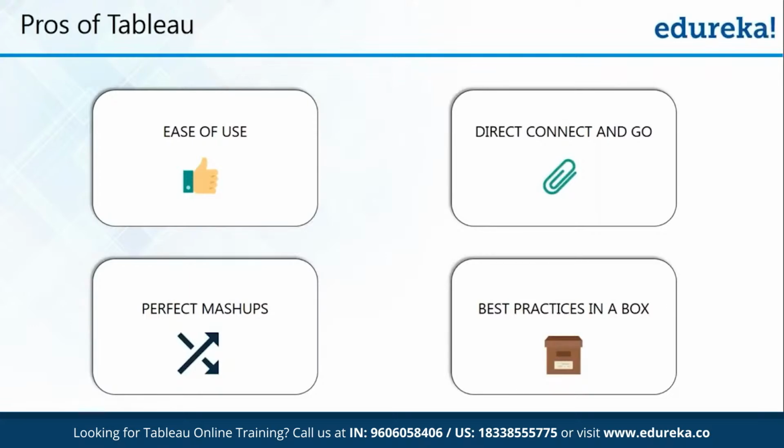And the best practices in a box. So Tableau comes packaged with everything you need. It has got different filters. If you want to sort your data, it has got an option for that too. And there are many other visualization options that you'll get with Tableau. You can represent even geographical locations with Tableau. So everything that you might need to represent your data, that is there in Tableau.